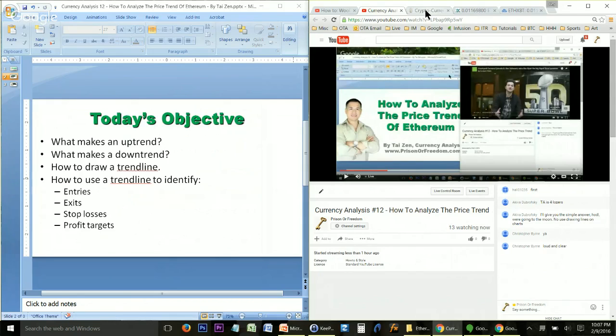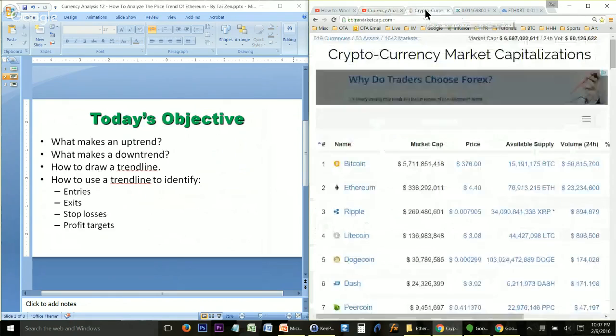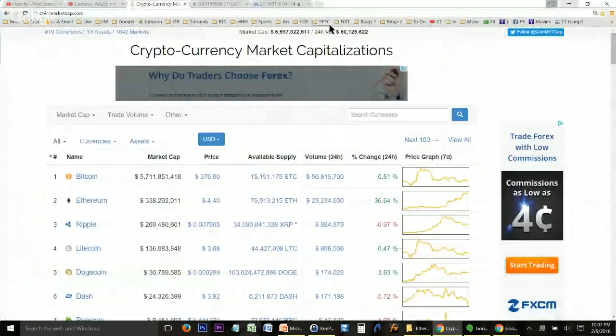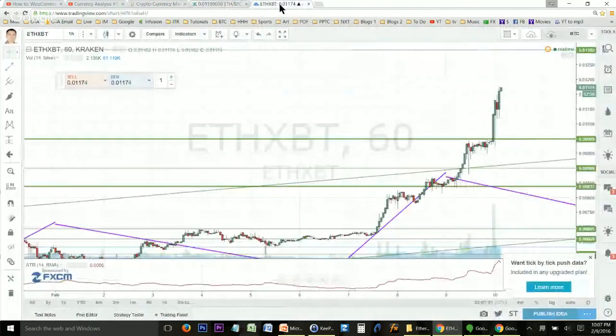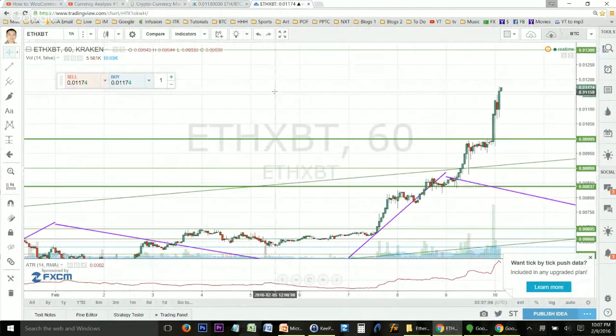Okay, so I'm going to use a few charts here. If you guys want to follow along with me, I'm going to use first CoinMarketCap so that it's a quick illustration of the liquidity, and then I'm going to use the Poloniex Ethereum exchange, and then I will also use TradingView for my analysis. TradingView is probably the best charting tool that I have seen in all my years of trading. It's the easiest, it's the cleanest, and the most intuitive to use.